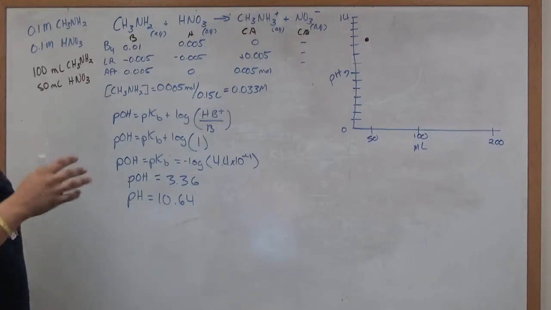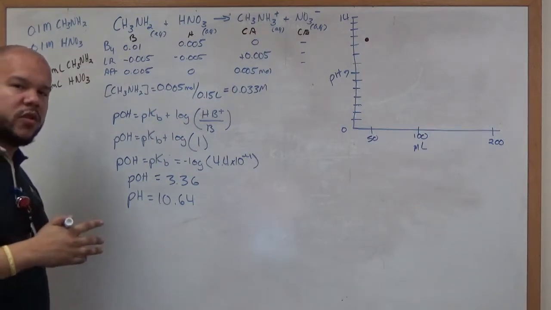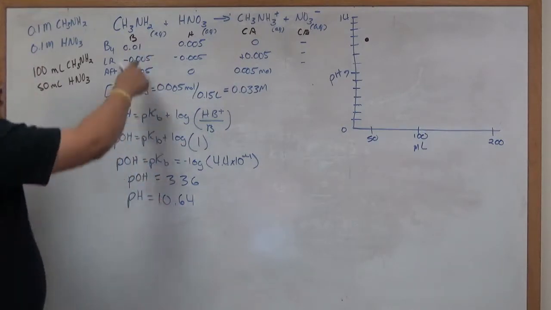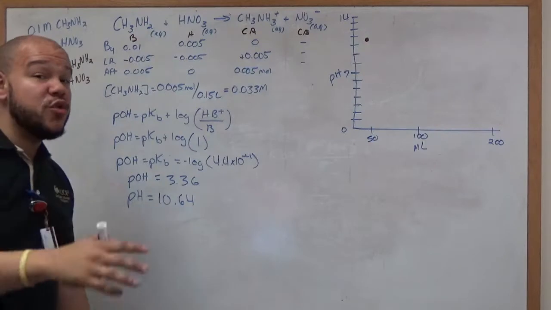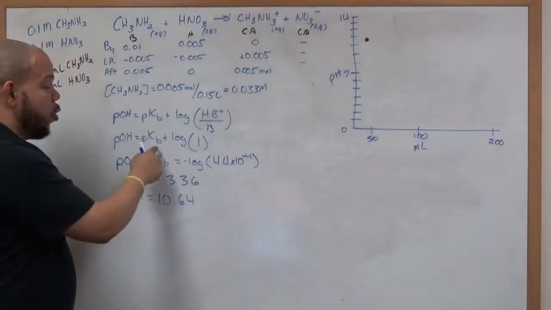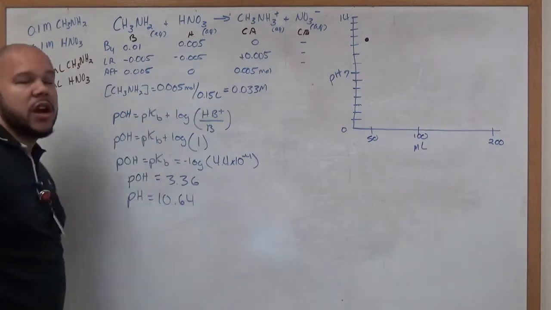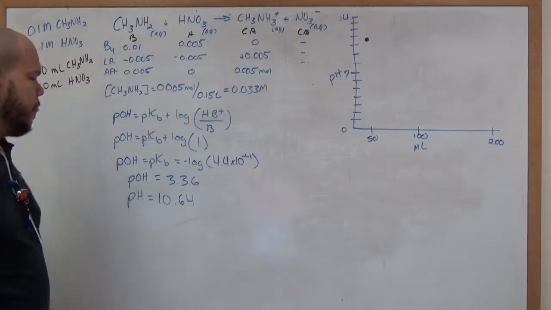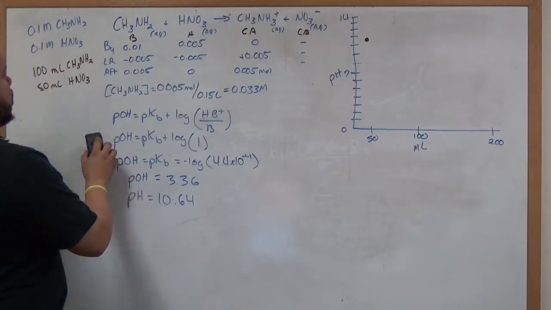We are in the buffering region, so we can use Henderson-Hasselbalch. Stoichiometry, Henderson-Hasselbalch. You could use an ICE table if you wanted to, but again, we dropped X. Why? Because the Kb is much smaller than the concentration that we're working in. Okay. All right. Now, let's talk about a different scenario.